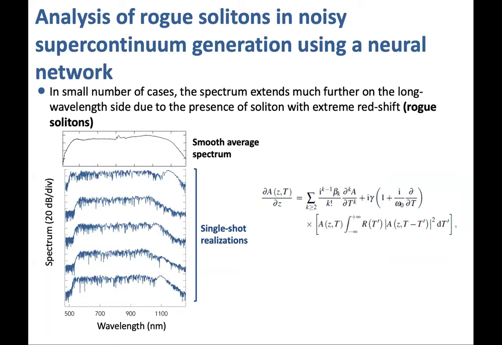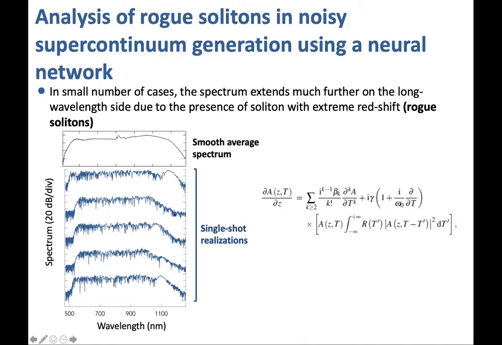We then also looked at a different type of instability, which is the emergence of so-called rogue solitons, or solitons with extreme self-frequency shift in noisy supercontinuum generation. So just to brief you a little bit on what these solitons are. Basically, when a supercontinuum is generated in the long pulse regime and the dynamics are seeded from noise, you will see that the supercontinuum spectrum varies significantly from shot to shot, similar to the modulation instability case, which I showed before.